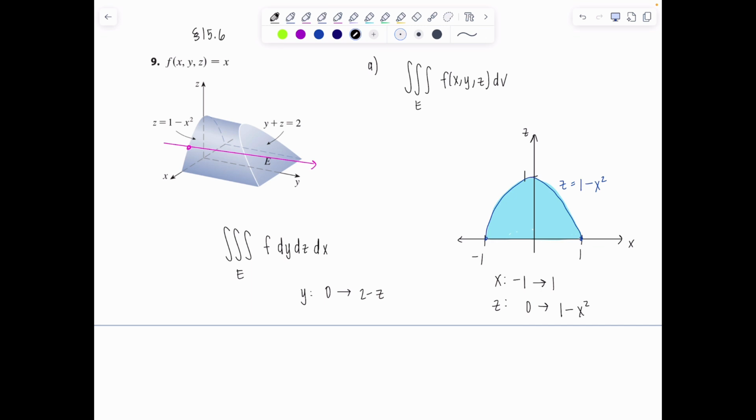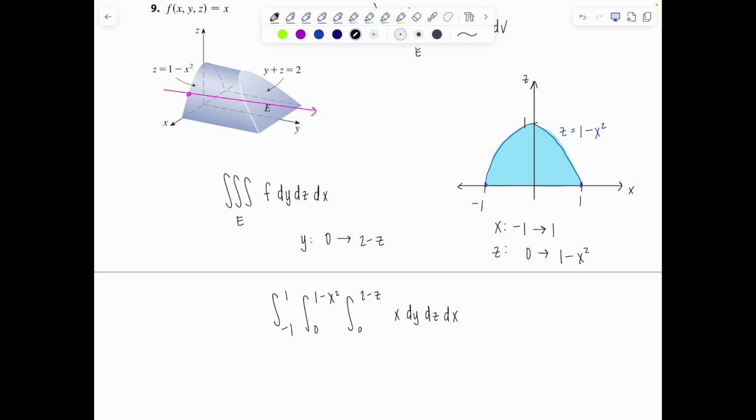Yeah. Were those your limits? I had trouble setting it up. Okay. Do you want me to integrate it, or you're good from here? Can we integrate it? Yeah. So let's see. We'll go from -1 to 1, 0 to 1 minus x squared, 0 to 2 minus z, and the function that we're integrating is x, dy, dz, dx. So far, so good? And all the limits make sense. You're okay?